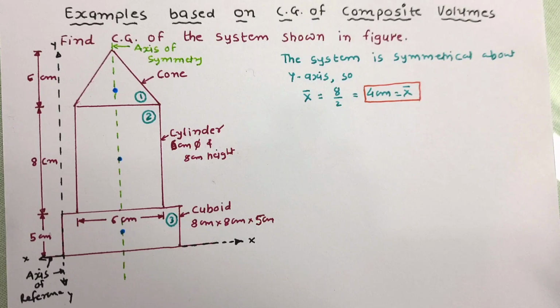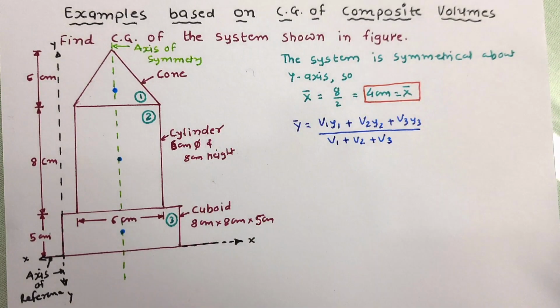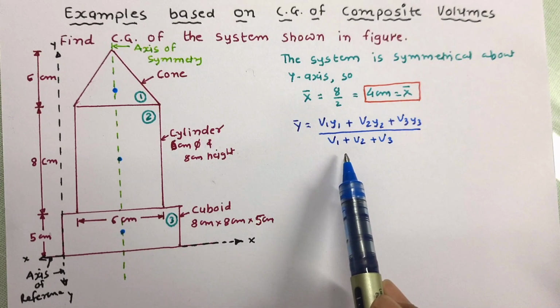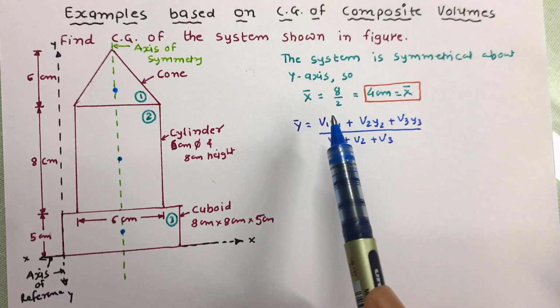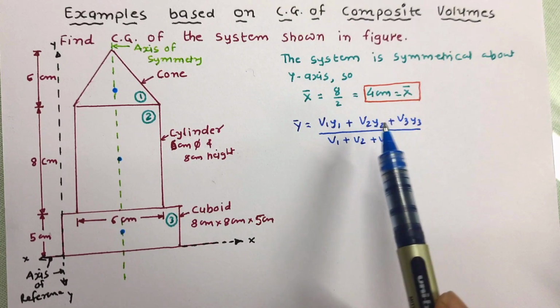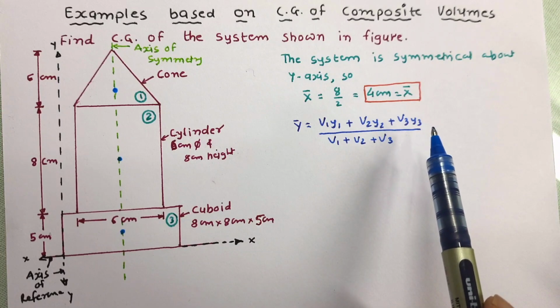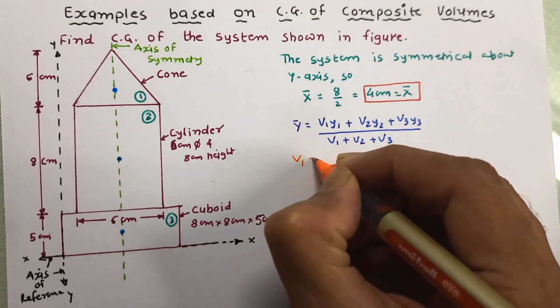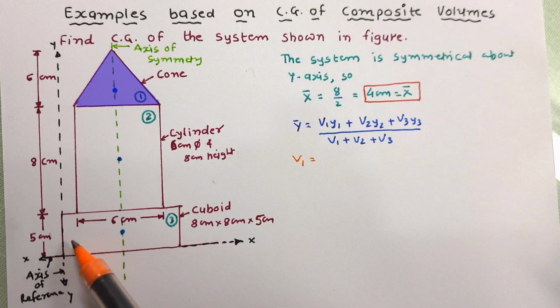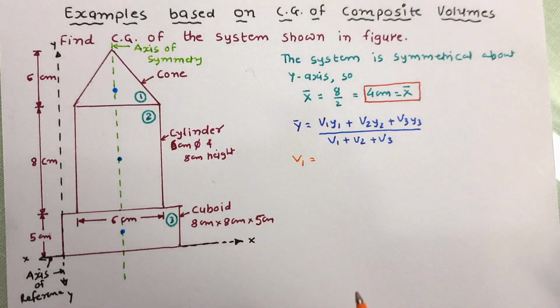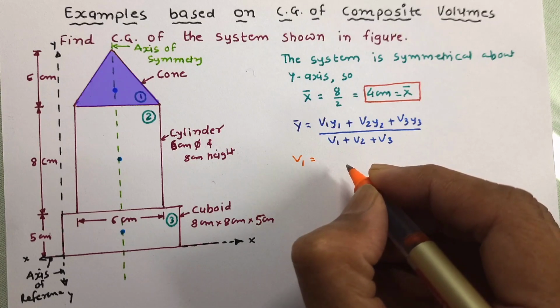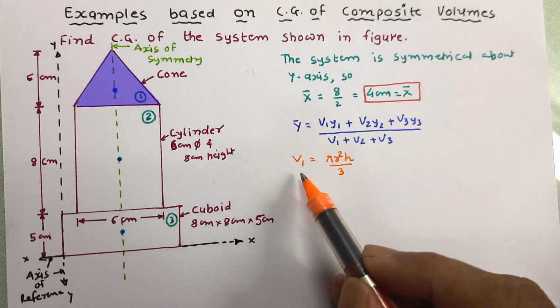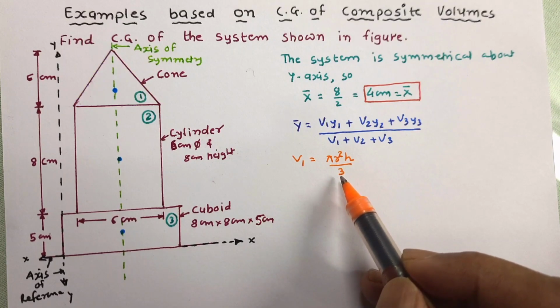Now Y bar is to be calculated. So to get Y bar, let us write the equation of Y bar first. So this is the equation through which we can work out Y bar. For that, V1, V2, V3 and Y1, Y2, Y3 are to be worked out. So let us start with V1, that is volume of the first object, that is cone. We know the equation of volume of cone. So the equation of volume of cone is pi r square h by 3.